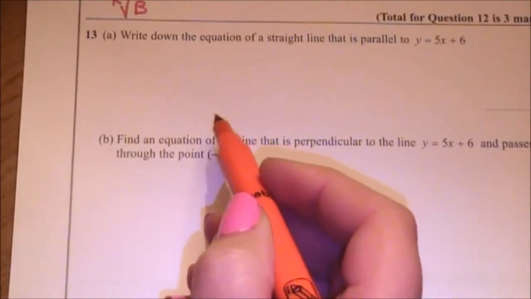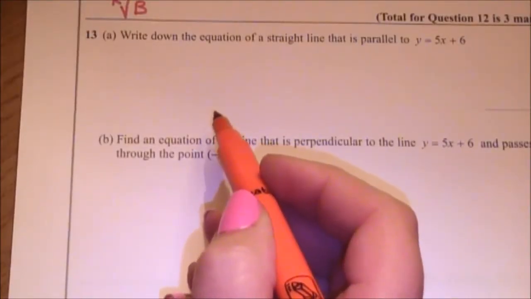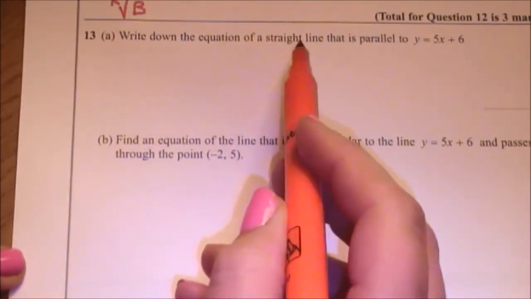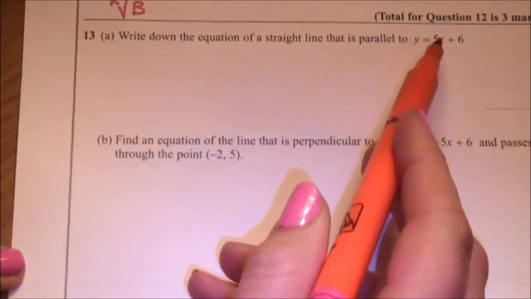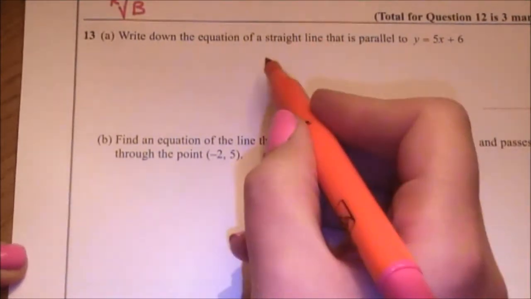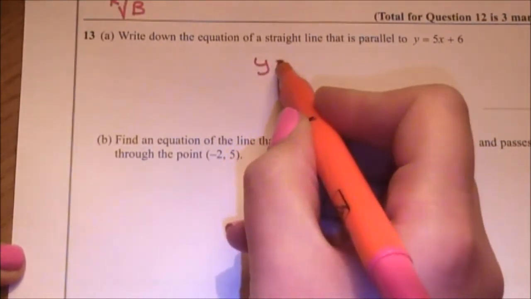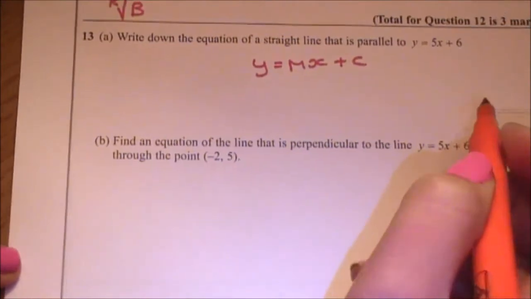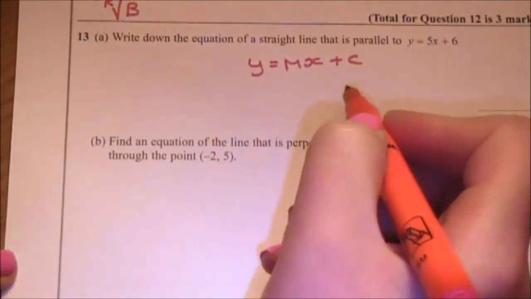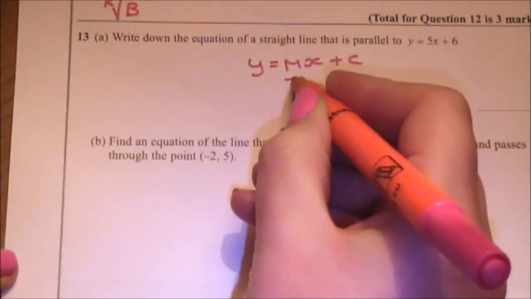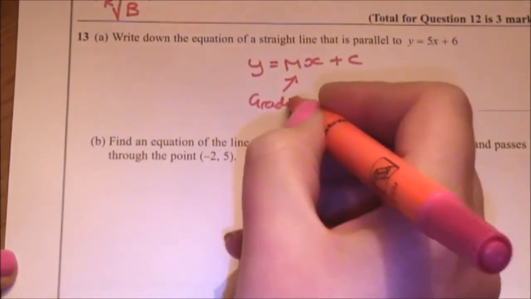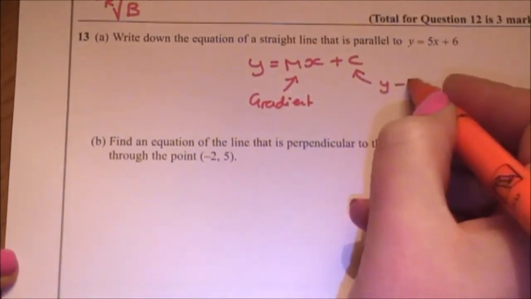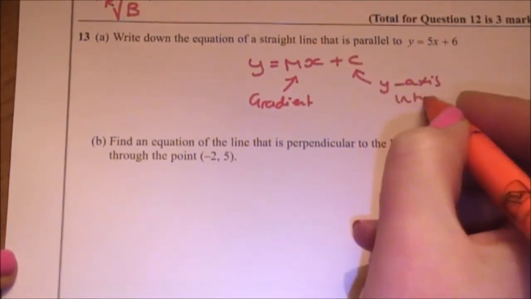13a is quite straightforward, and again it's a B1 mark because it's a recall of information really. Write down the equation of a straight line that is parallel to y equals 5x plus 6. Now, in order to do this, you need to know that any linear equation in the form of y equals mx plus c, then y and x are the values of your y and x coordinates. m is the gradient, and c is the y-axis intercept.